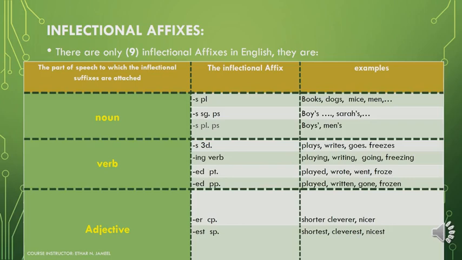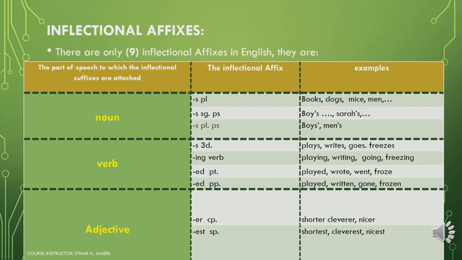We come back to ed past participle. We can find this suffix attached to verbs in the passive voice and also in the present and past perfects. It comes as a suffix with regular verbs like played, liked, like washed, like cried, etc. But it comes as an infix with irregular verbs like written, gone, frozen, etc.